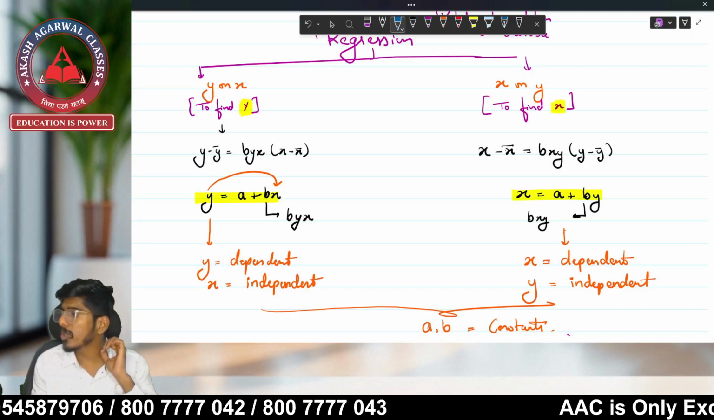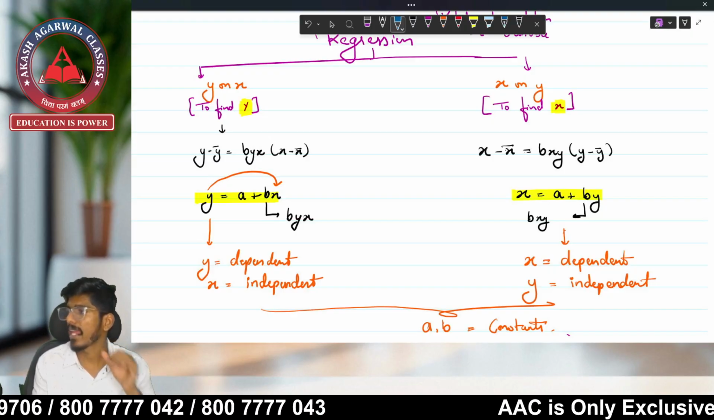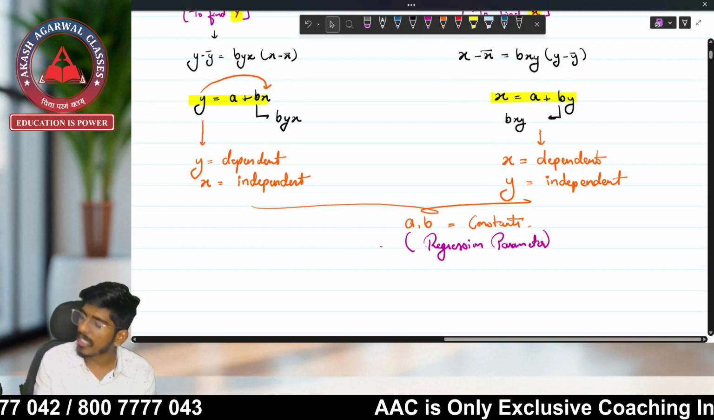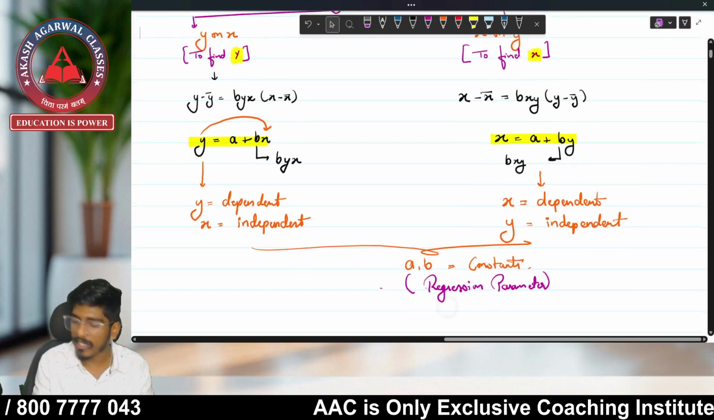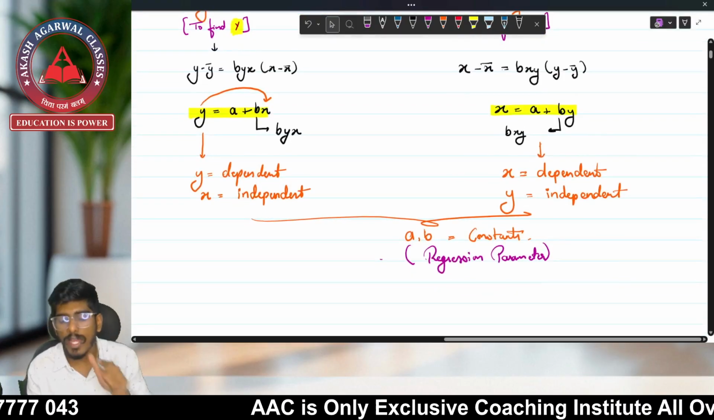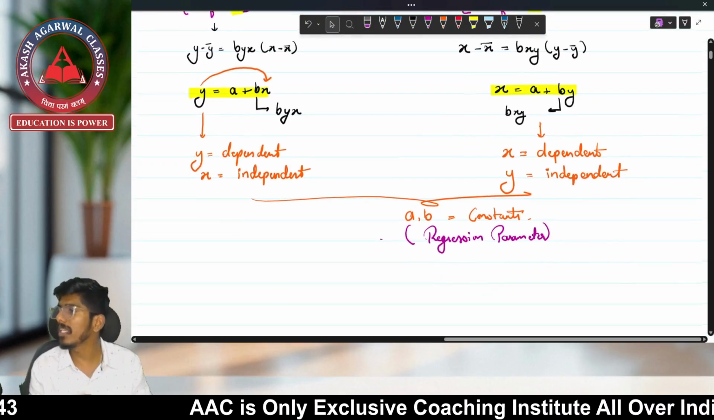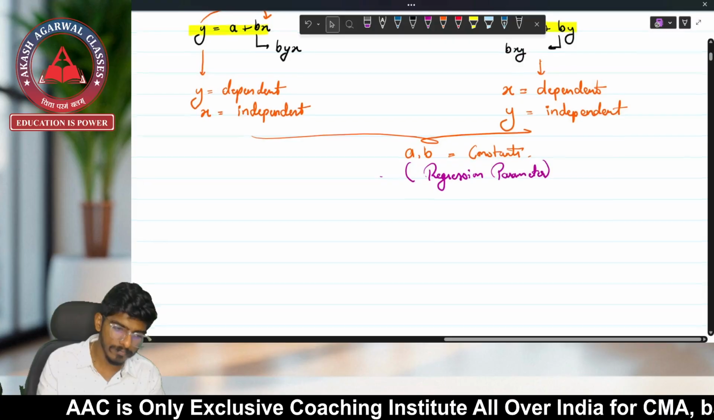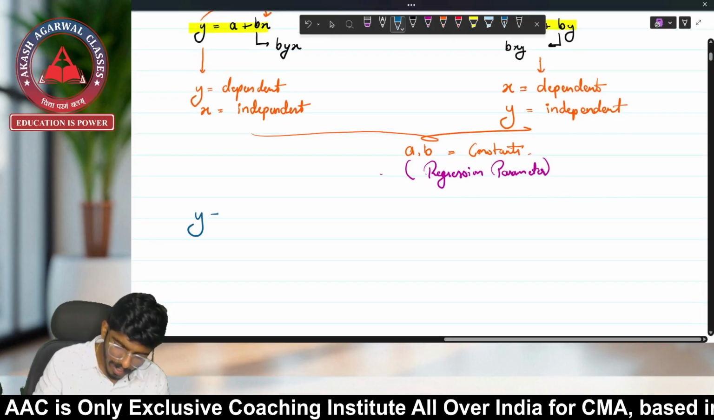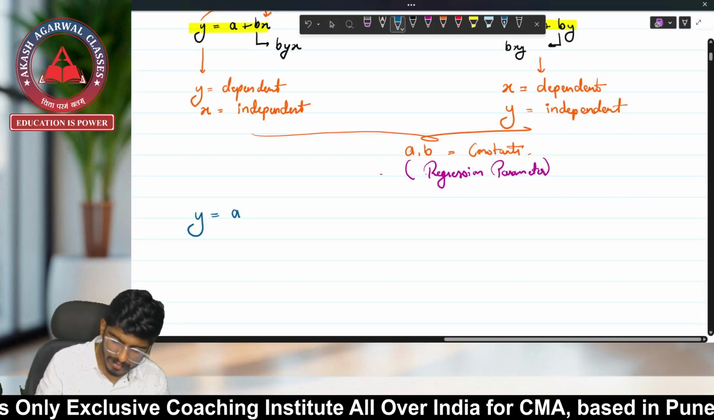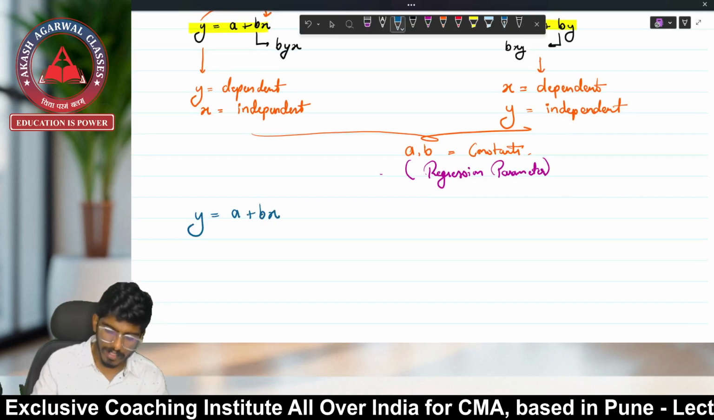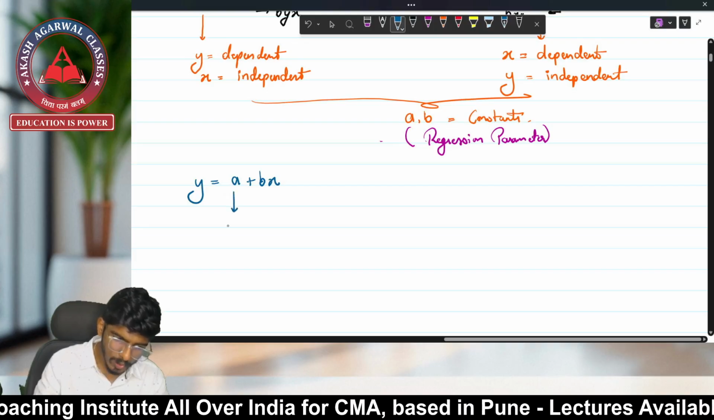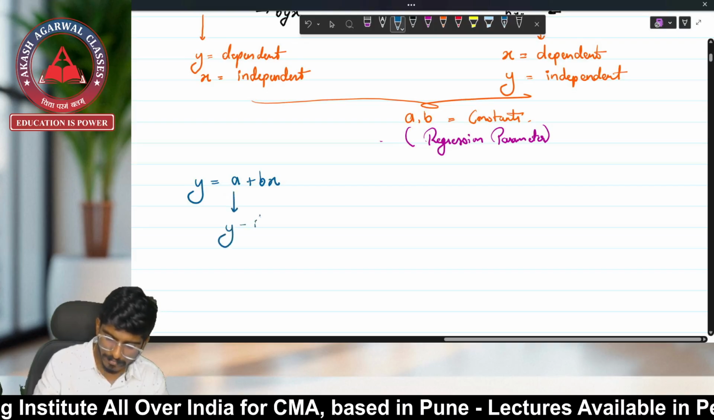Or x is equal to a plus by. Over here y is going to be dependent, x is going to be independent in case of y on x. In case of x on y, x is going to be dependent and y is going to be independent. A and b are constants. They are said to be regression parameters. When I am talking about y is equal to a plus bx, this a is said to be y's intercept.